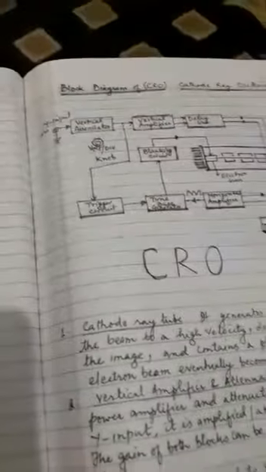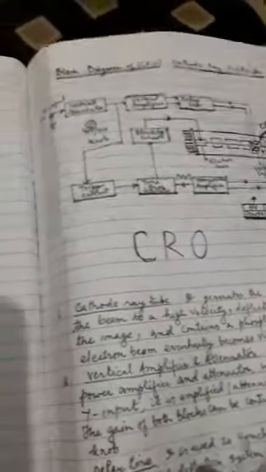I may keep continuing my previous lecture on CRO. Today I'm discussing the trigger circuit, which is shown here. The trigger circuit is also called a sensitizing circuit.